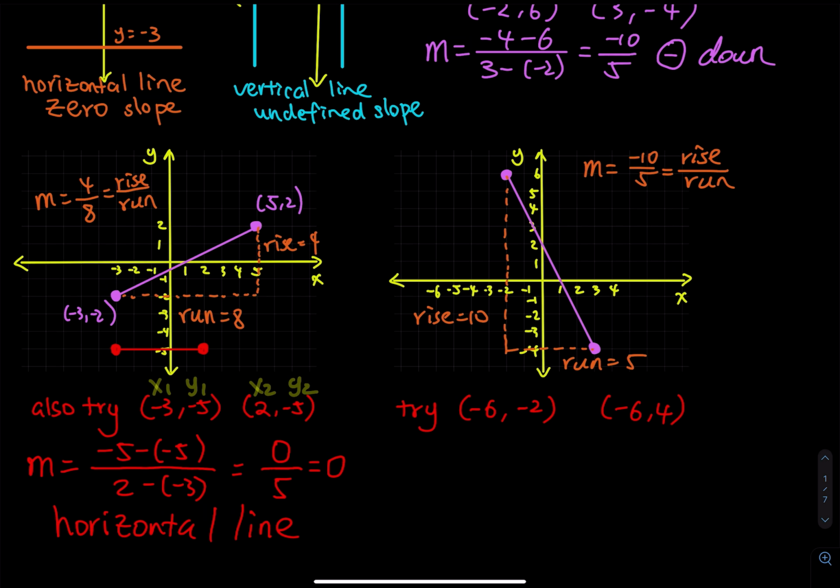And then the other one, (-6, -2). So (-6, -2), that is right here. And then (-6, 4), that is right over here. We have a vertical line. The slope is supposed to be undefined. So let's take a look.